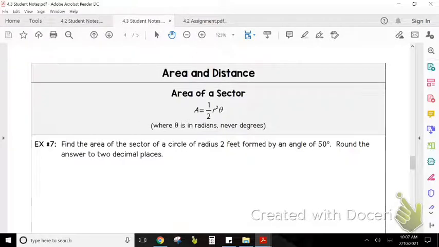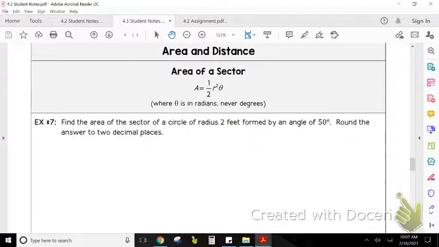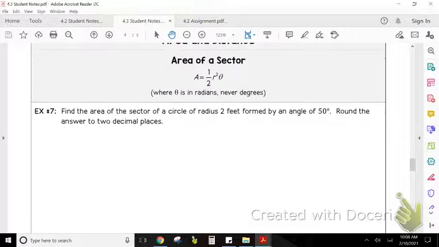Now, when we're looking at area and distance, the area of a sector, remember a sector is like a piece of it. So think about it like one of those sprinklers that sprinkles just a piece of the lawn. Okay, it's the area that it's covering. So your area is equal to 1/2 r squared theta, and theta is always in radians. It's never in degrees. Almost every time we do a word problem, our theta has to be in radians.